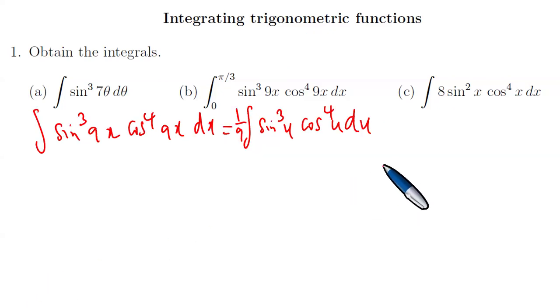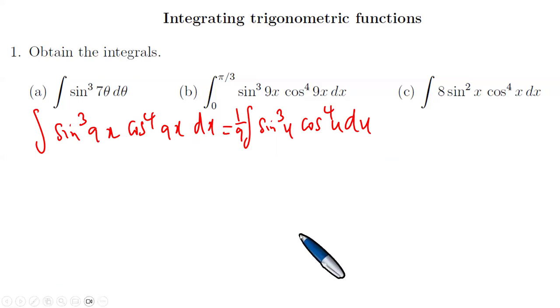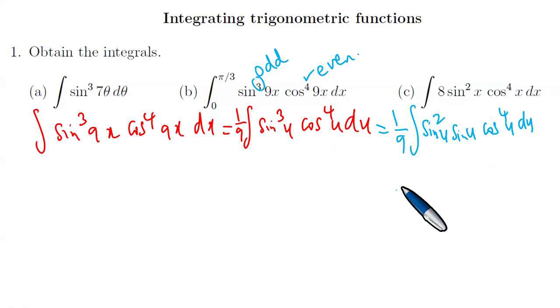Looking at this, we are in a position to do further algebraic manipulations and use our techniques of integration here. When the powers are such that there is an odd power, the 3 is odd, and this 4 is even, we can see what to achieve. So this is the strategy. The strategy is to break down the odd power. So we're going to have 1/9 the integral of, look at the odd power, forget the even, and break it down. We break it into the sine squared of u, the sine of u, cosine to the fourth power of u, du. We're good.